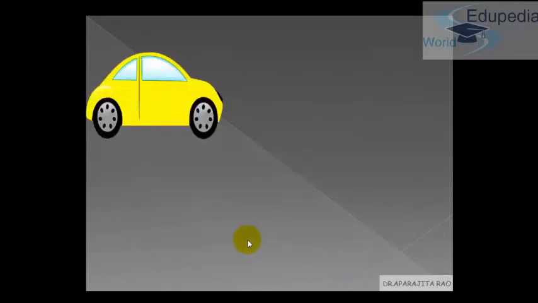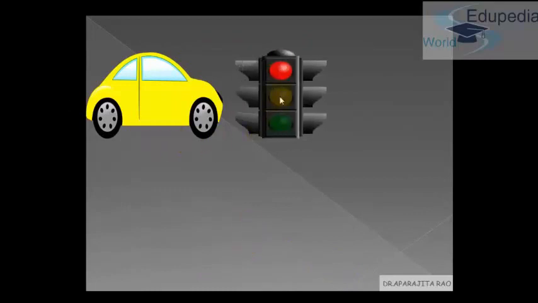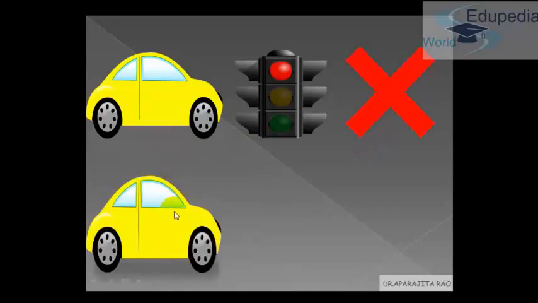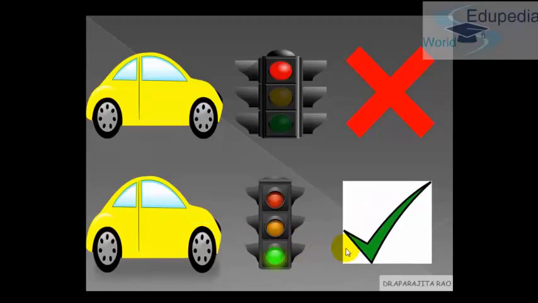So just like we know, if we are moving in a car, okay, and there is a red light, what will we do? We will not move ahead. And if in the same car we are moving and there is a green light, we'll definitely move ahead. This is how we perceive this signal.